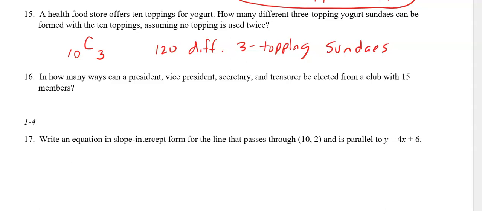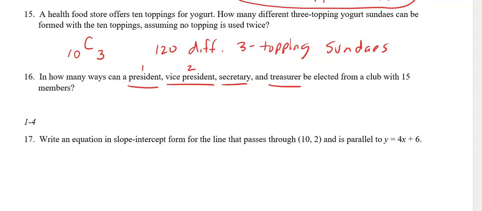So number 16, notice this time I've got to choose a president, which means there's got to be a different person in this spot as vice president. I can't have a person occupying both of those spots. Then there's a different person that's going to be chosen as a secretary. And then there's another different person that is chosen as a treasurer. So usually you can tell permutation problems because there's a ranking involved. The president is kind of like the first person in power. The vice president would be the second person in power.